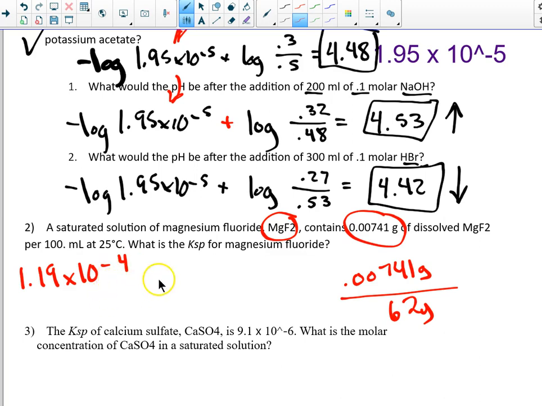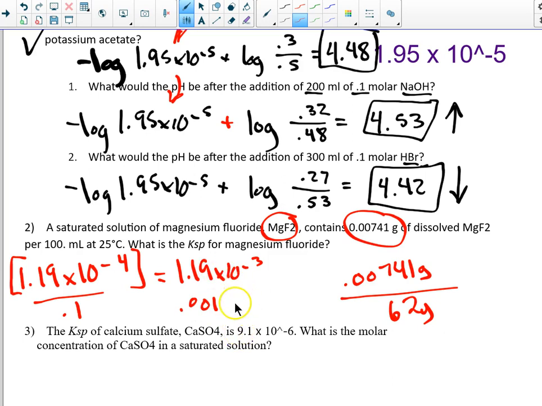No, homies. All right. Now, I got to come over here. I need to do something here. I need concentration. But this needs to be concentration, not just moles, right? So to get it to concentration, I got to divide it by 0.1. So we end up with 1.19 times 10 to the negative 3, or 0.0012.